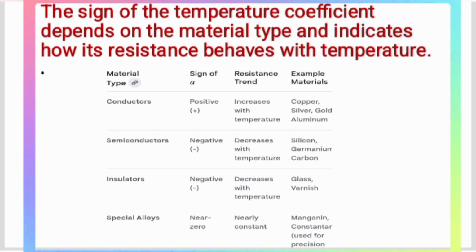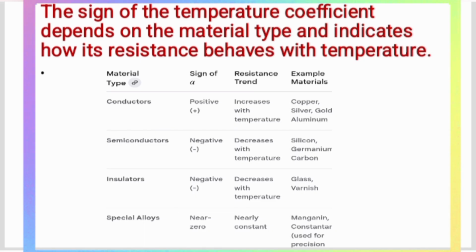Conductors have positive temperature coefficient, that is, resistance increases with temperature. Examples of conductors are copper, silver, gold, aluminium. Semiconductors have negative temperature coefficient, that is, resistance decreases with temperature. Examples of semiconductors are silicon, germanium, carbon. Insulators have negative temperature coefficient, that is, resistance decreases with temperature. Examples of insulators are glass, wood, rubber, varnish.